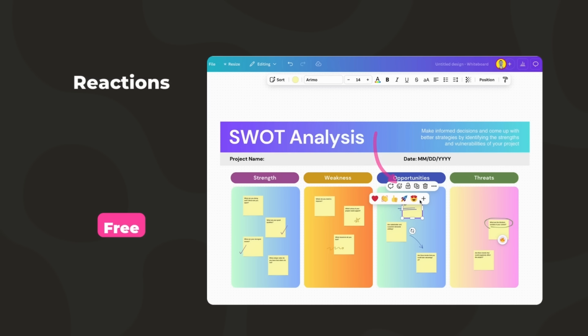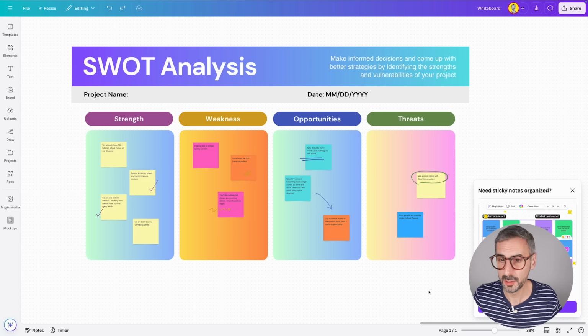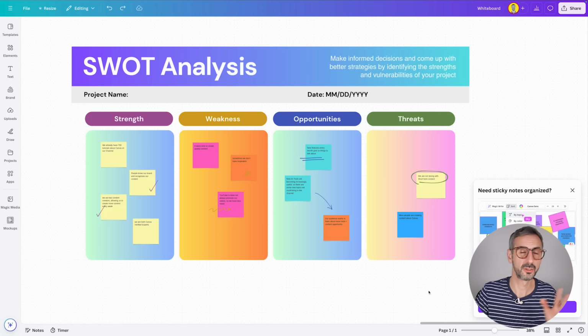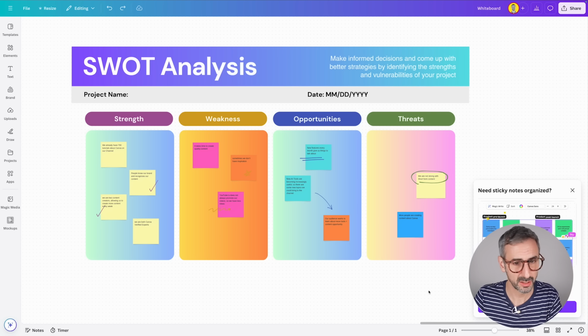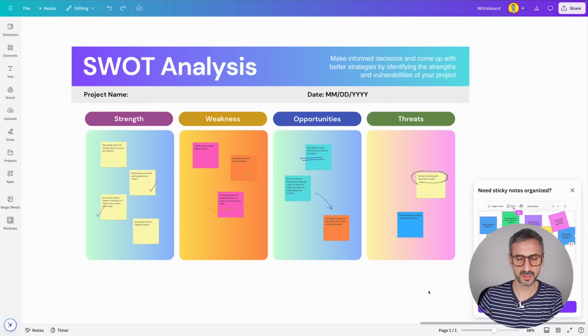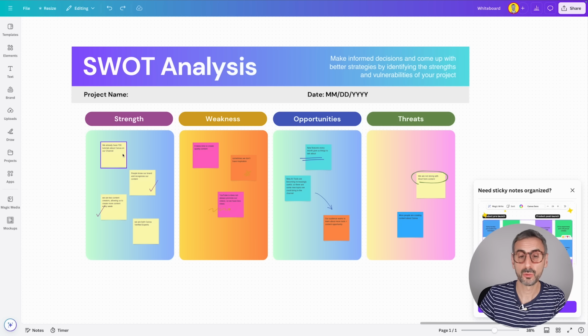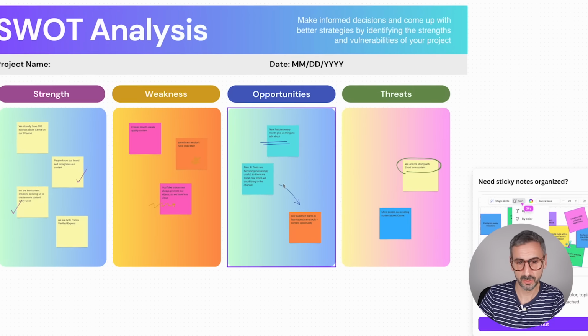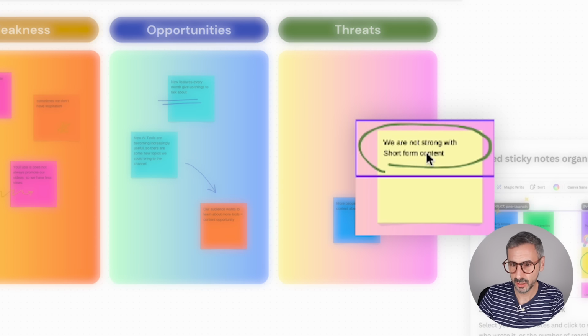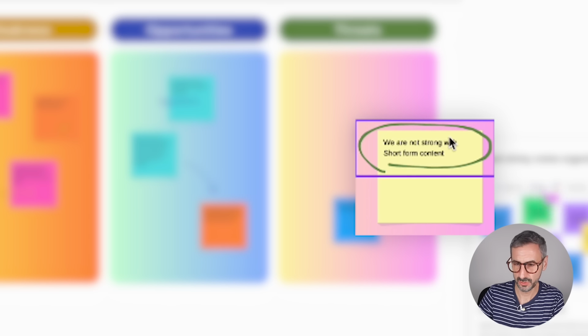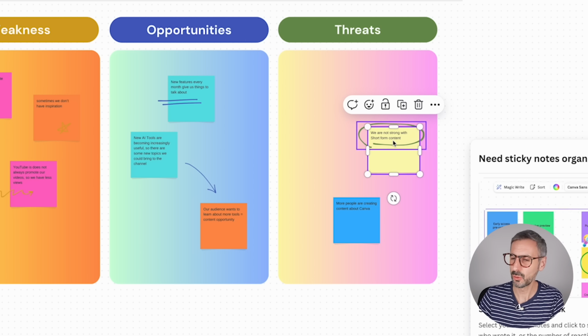Starting with the first new feature, which is something you might have seen already, but they bundled it into this group of new features for whiteboard. I'm talking about adding reactions to your sticky notes, okay? So I have a whiteboard right here, a SWOT analysis that the team and I have brainstormed on, and we have different colors, different ideas, different things. So I want to show you how to add a reaction to any of these sticky notes. For example, this one right here, we are not so strong with short form content. So this one, I want to add a reaction.